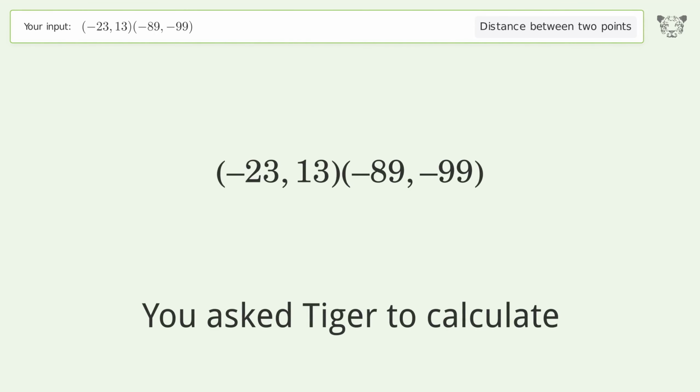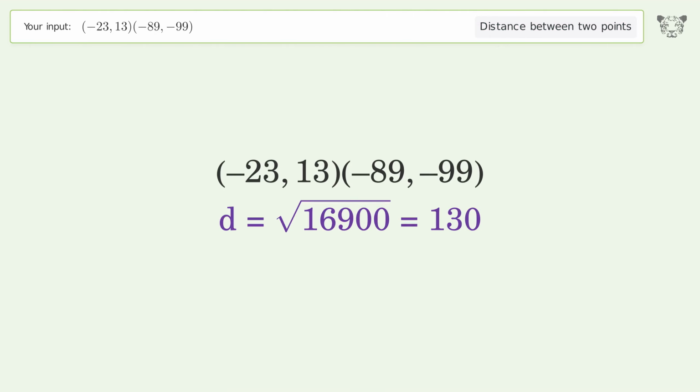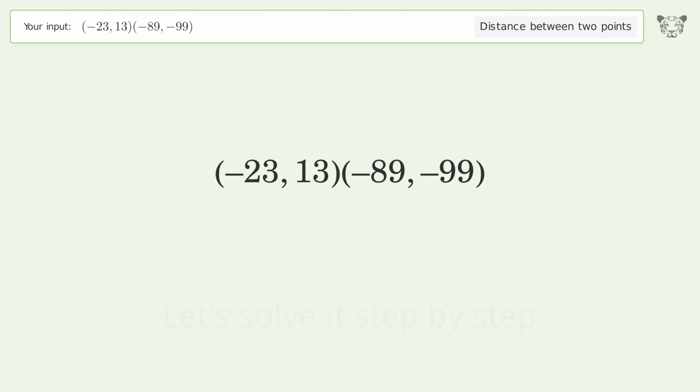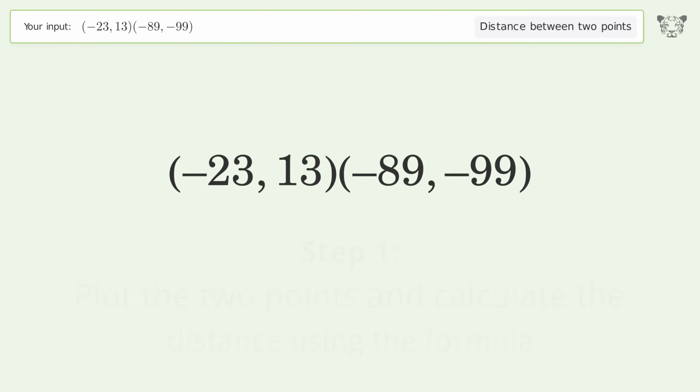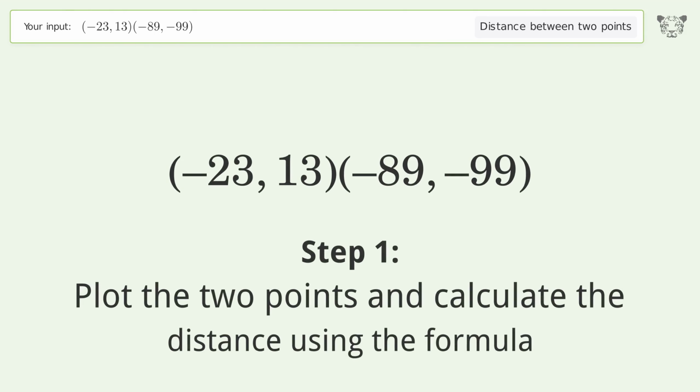You ask to calculate the distance between 2 points. The distance between the 2 points is the square root of 16,900 or 130. Let's solve it step by step. Plot the 2 points and calculate the distance using the formula.